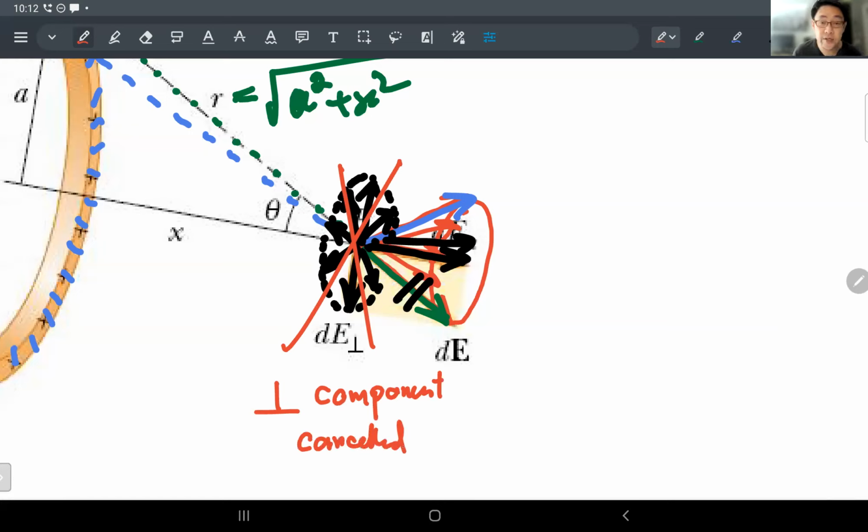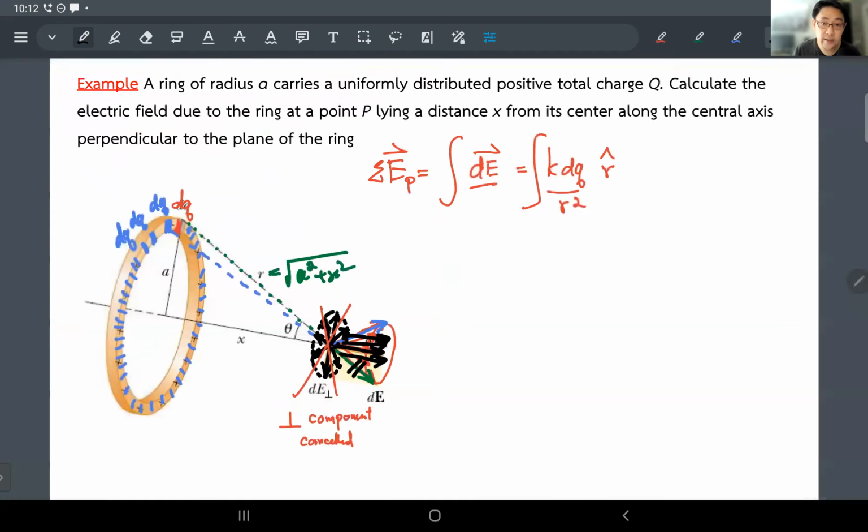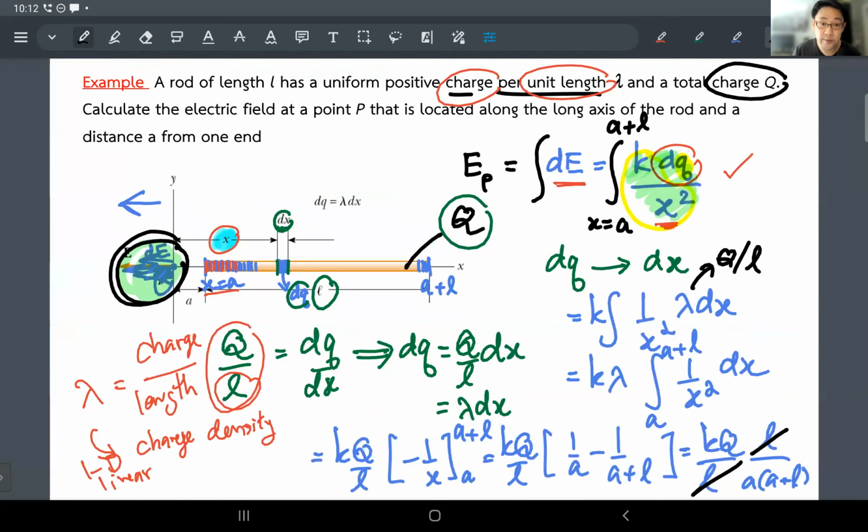They all just get canceled away. So you won't have any perpendicular directions of the electric field left at all. The only thing left for you to add is all those components going along the horizontal axis. So once again, even though this looks like vector calculus, you have to sum the vector quantities, but from the symmetry of the problem, this gets reduced down to the problem of just like the previous problems. You only need to add the x components of the dE.